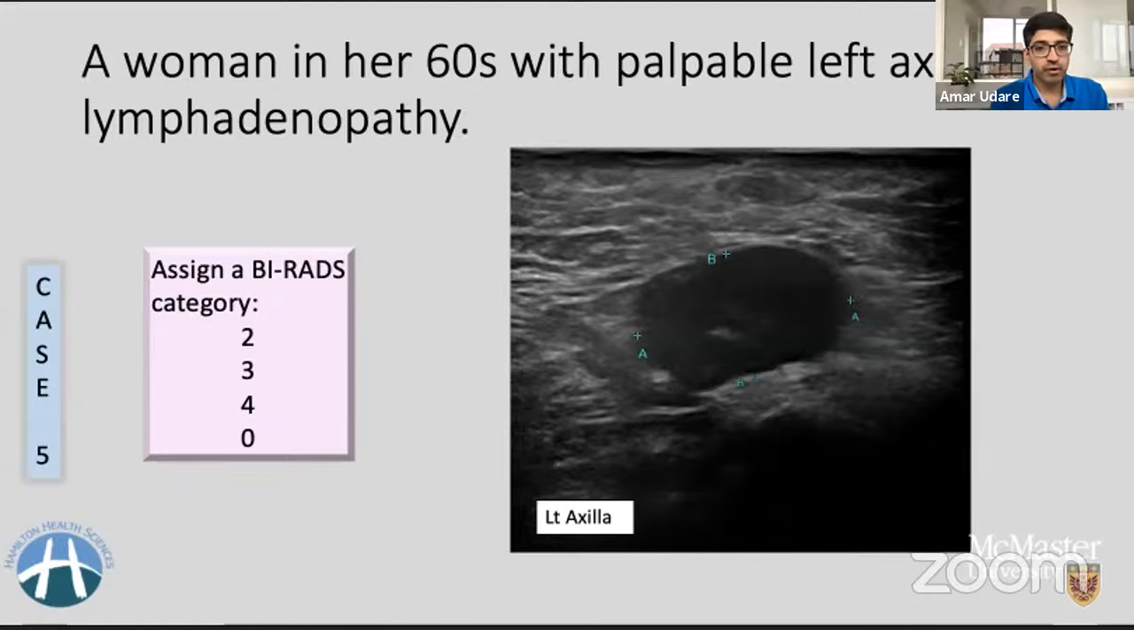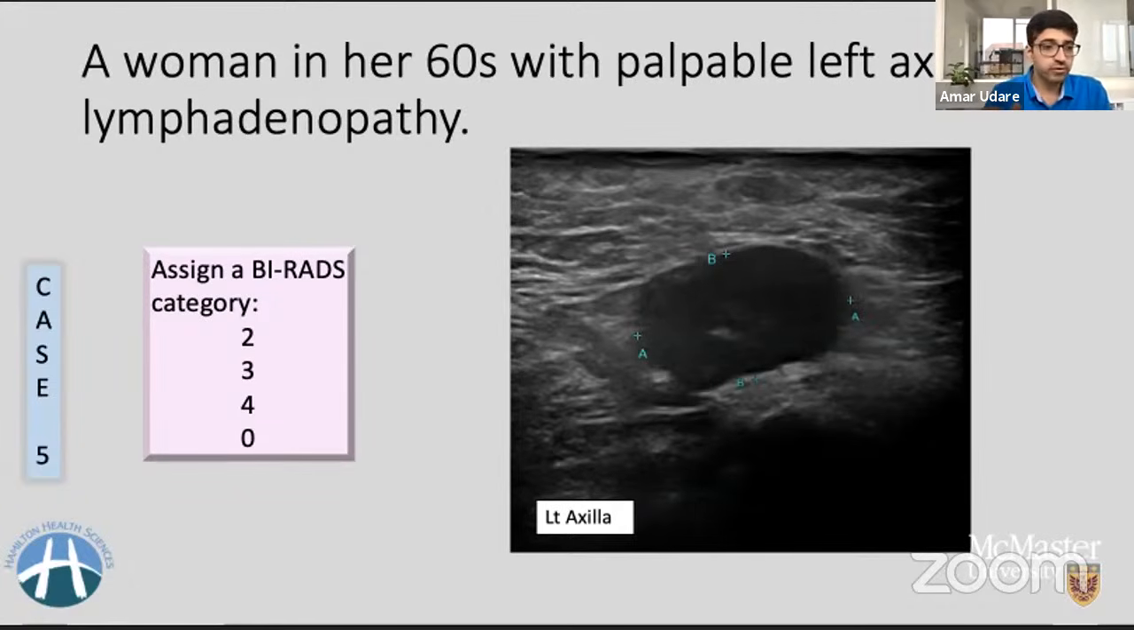So this is a very important topic to discuss here. Again, BI RADS categories are for breast imaging findings. For axilla, there is technically no BI RADS category. So most of the time we will just not give a BI RADS category.